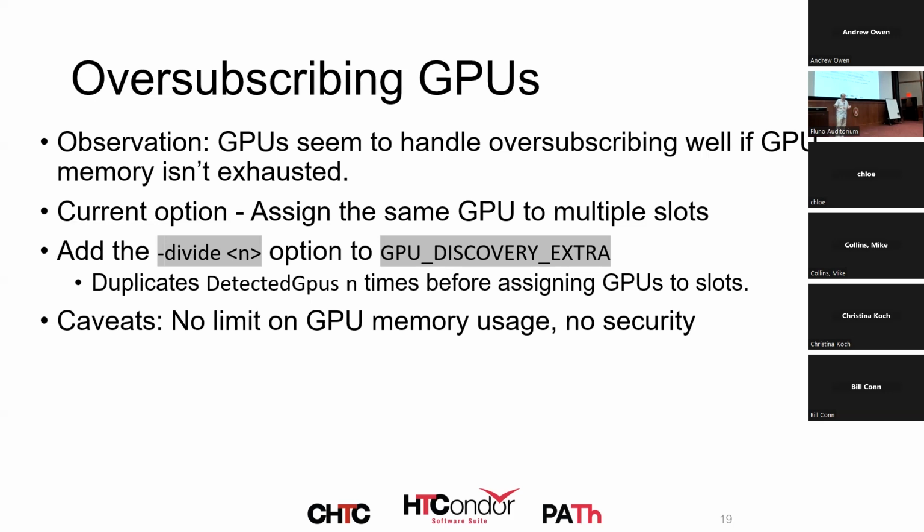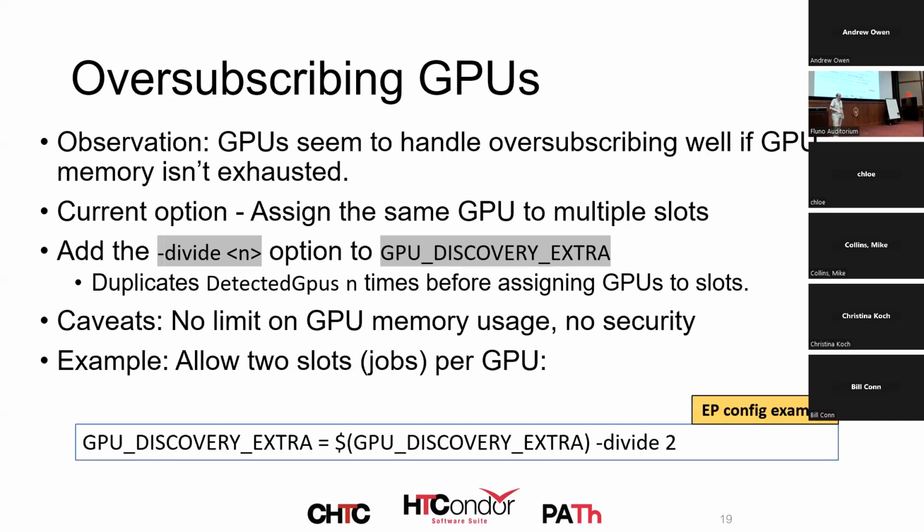So if you have two users using the same GPU and they both want to try to use all the memory on that GPU, they're going to have a bad time. And of course, if you have two jobs using the same GPU at the same time, there's no security between the two different executables. And just to show an example of what this looks like, you take your GPU_DISCOVERY_EXTRA and just tack on -divide, whatever number you want, 2 here, for example, to allow a GPU to be listed twice.